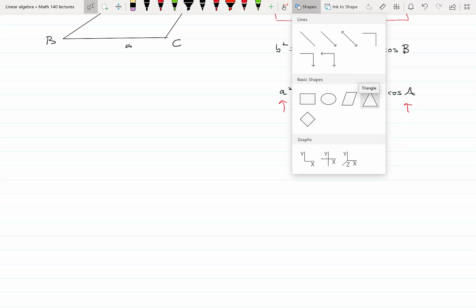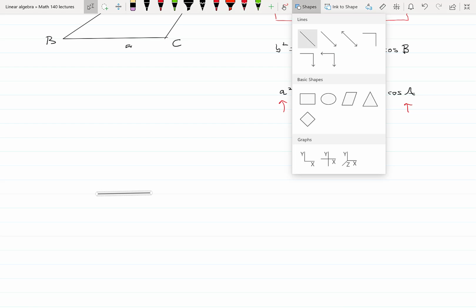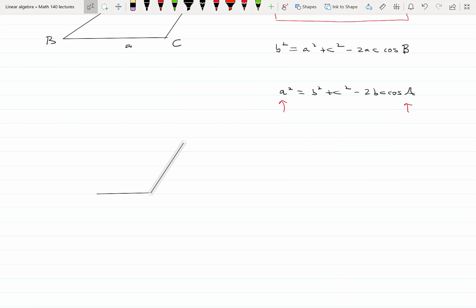Here's a sort of self-test for you. Let me draw another little triangle here. I'm going to label that triangle with different variables than A, B, or C. It shouldn't matter. So here we go. Let's say we call this angle here theta.